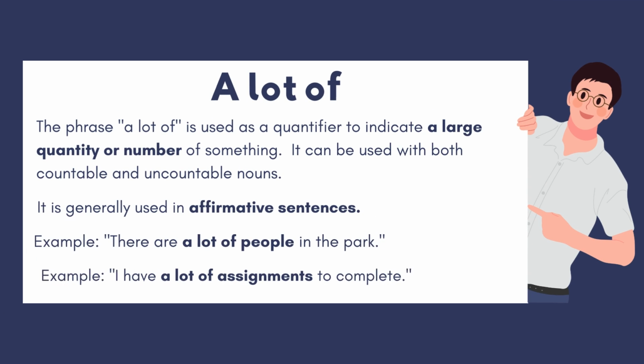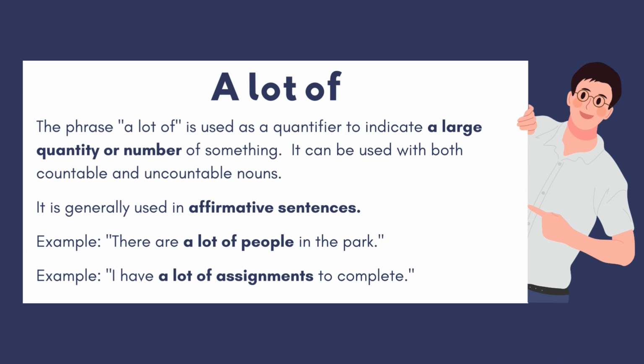A lot of. The phrase a lot of is used as a quantifier to indicate a large quantity or number of something. It can be used with both countable and uncountable nouns. It is generally used in affirmative sentences. Example, there are a lot of people in the park. Example, I have a lot of assignments to complete.